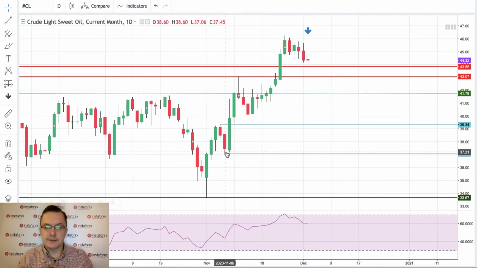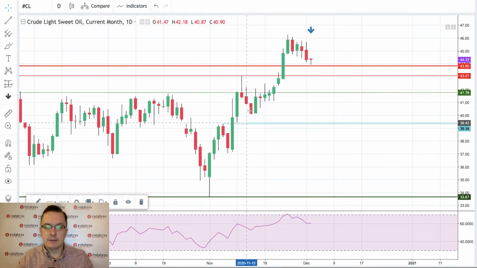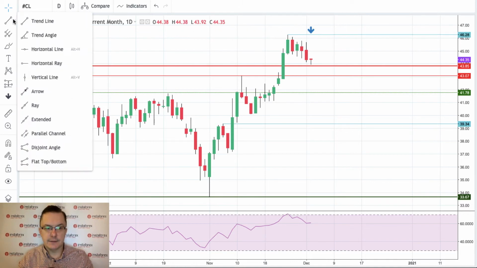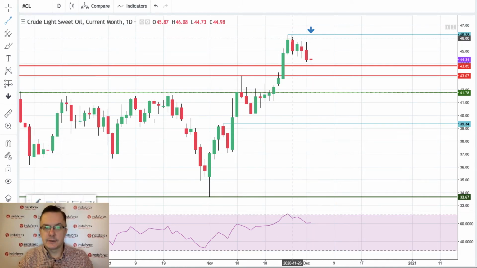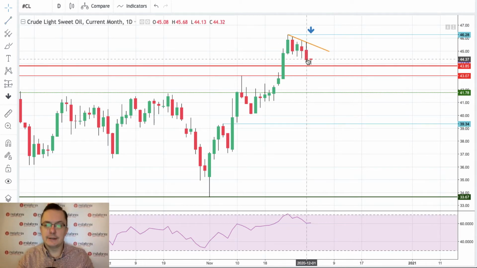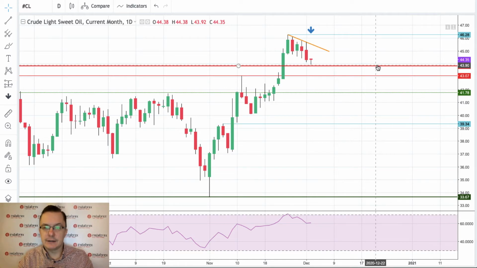So let me just move my blue lines here. So that's the high, 46.25. Since then we got some kind of a pullback. This is very simple to see. There you go. We are under the trend line. This is the pullback, and the pullback, as you can see, is still below the trend line but above the level of 43.85, which is right now the technical support for the prices.